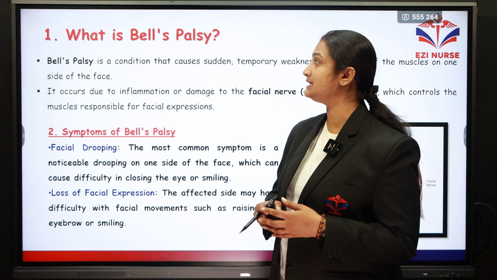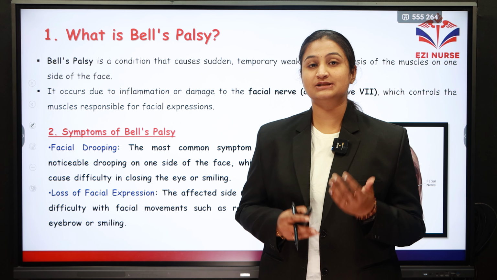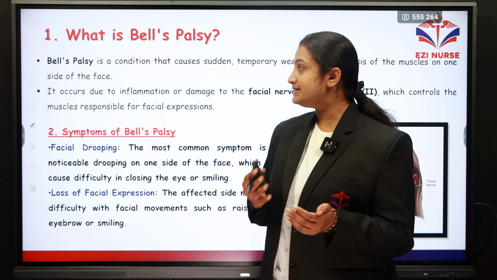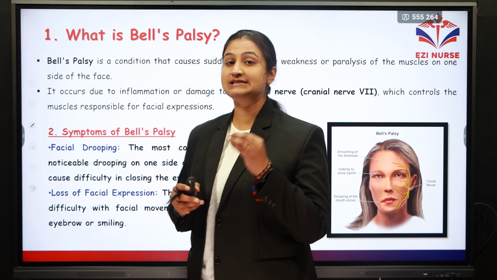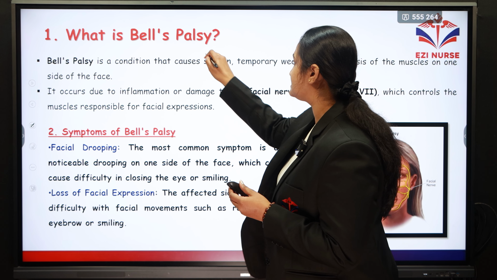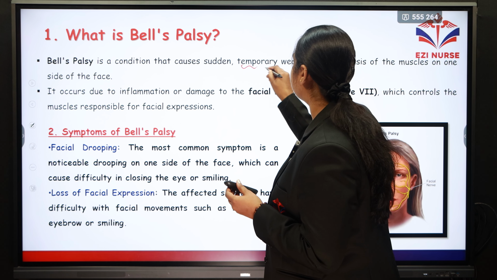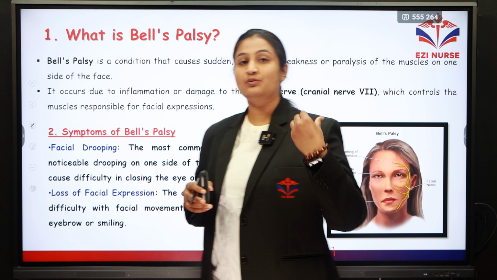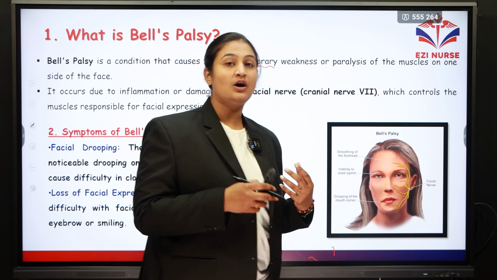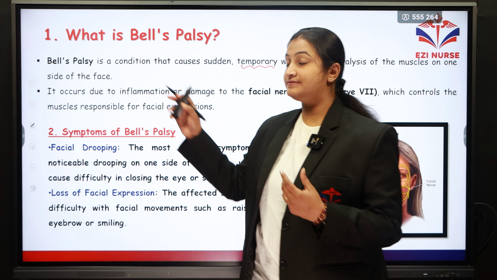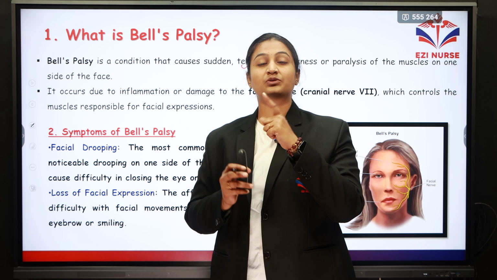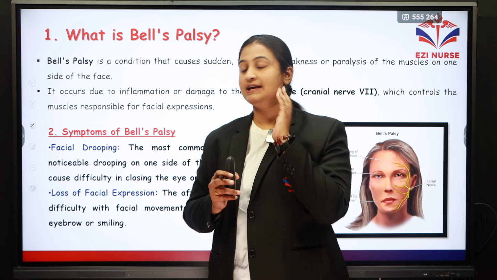So the first question is, what is Bell's palsy? It's a kind of unfamiliar name, so you may not know much about it. We'll see. It is a condition that causes sudden as well as temporary weakness, and one side might get paralysis of the muscles on one side of the face. So only one side of the face is getting affected.